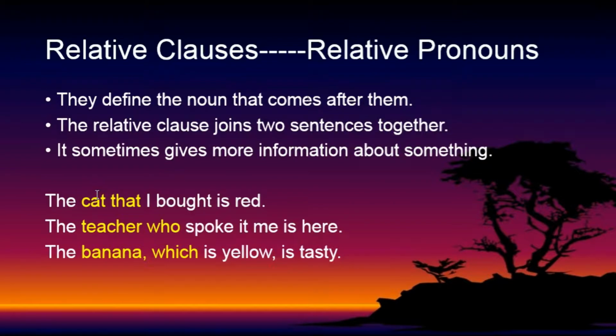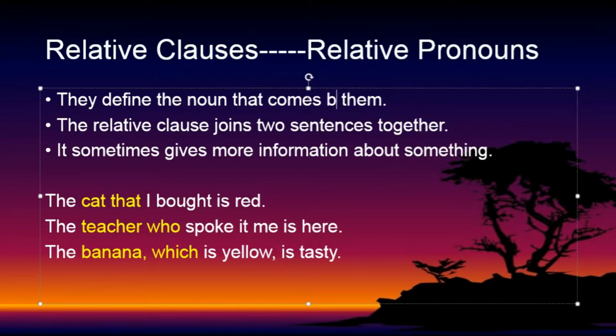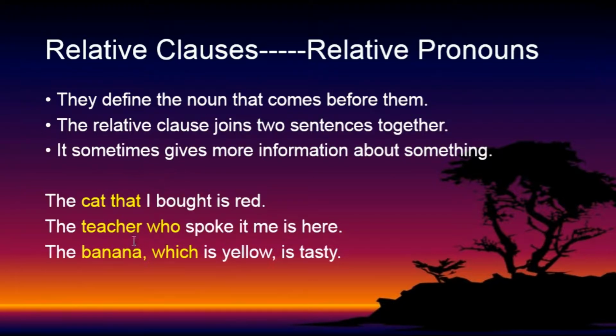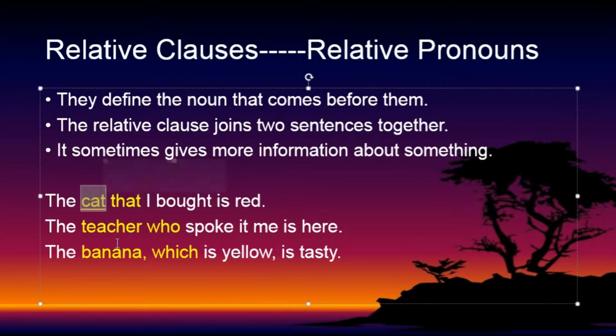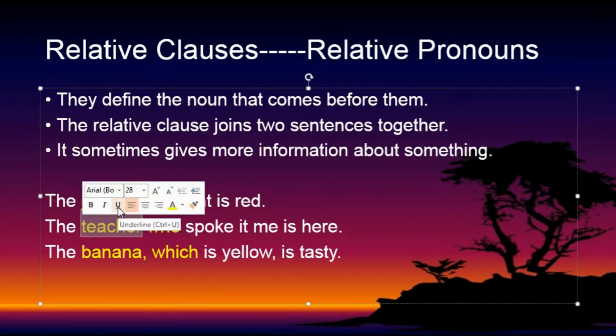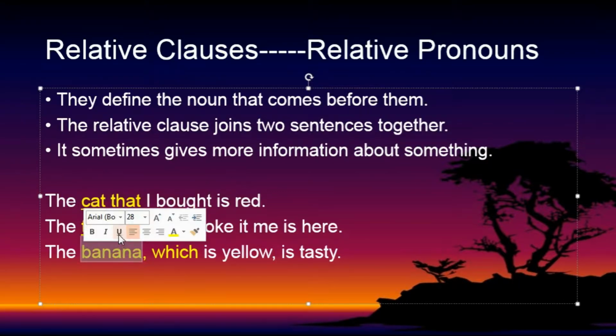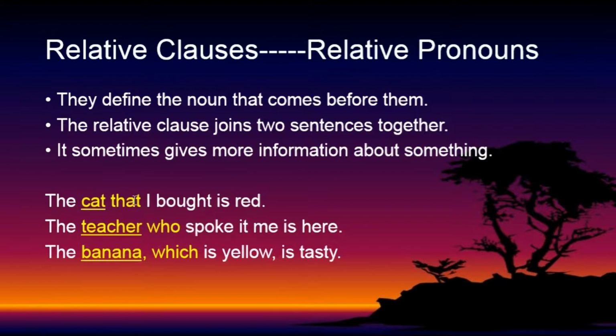So you usually see the noun, oh, I should say before them, because the noun comes before the pronoun. What are the pronouns? The pronouns are that, who, and which. As you see, this is my noun, this is my noun, and this is my noun. My relative pronoun comes right after that, after the noun. So the noun comes before the pronoun.